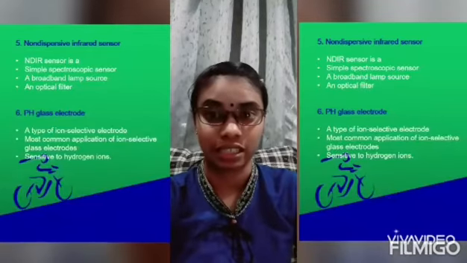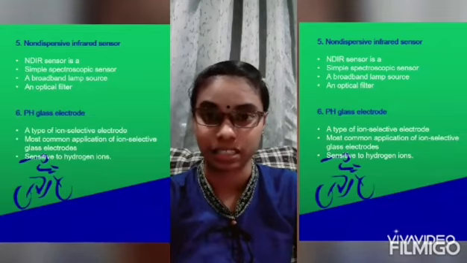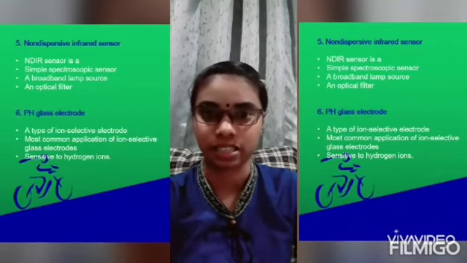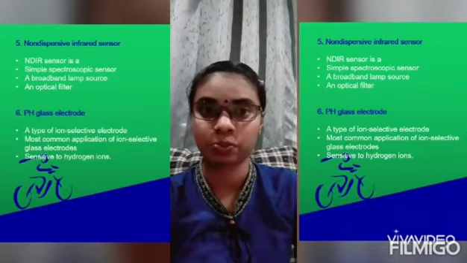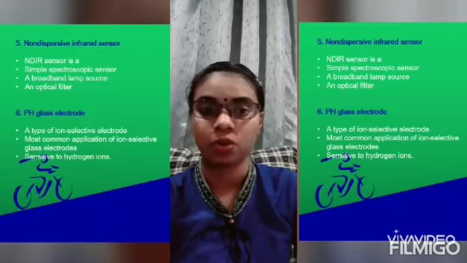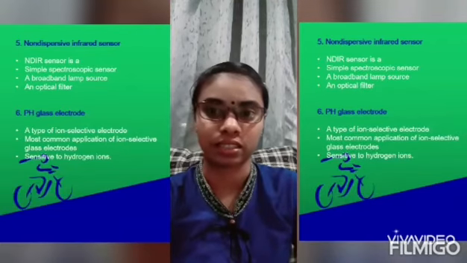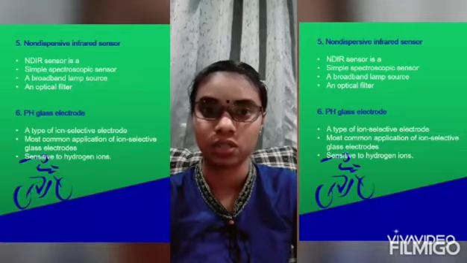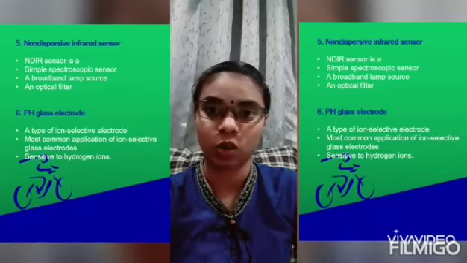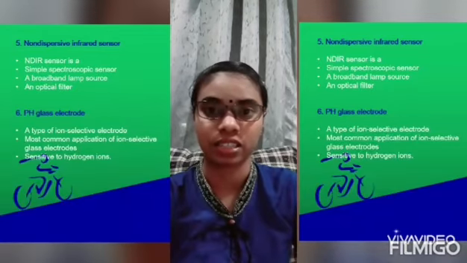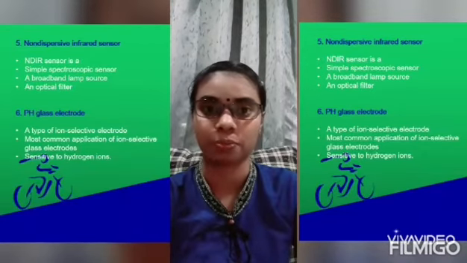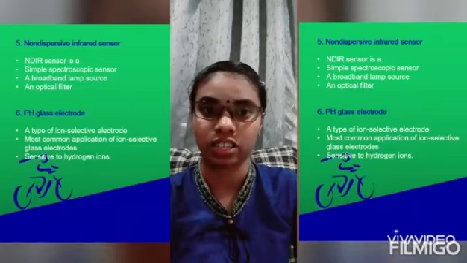Number 5 is a non-dispersive infrared sensor, or NDIR sensor. It is a simple spectroscopic sensor often used as a gas detector. The majority of NDIR sensors use a broadband lamp source and an optical filter to select a narrow band spectral region that overlaps with the absorption region of the gas of interest.